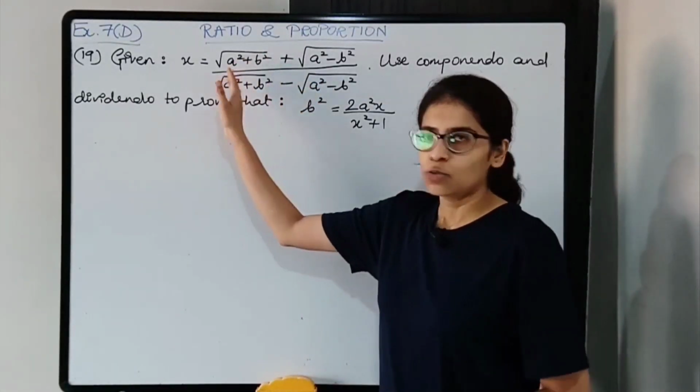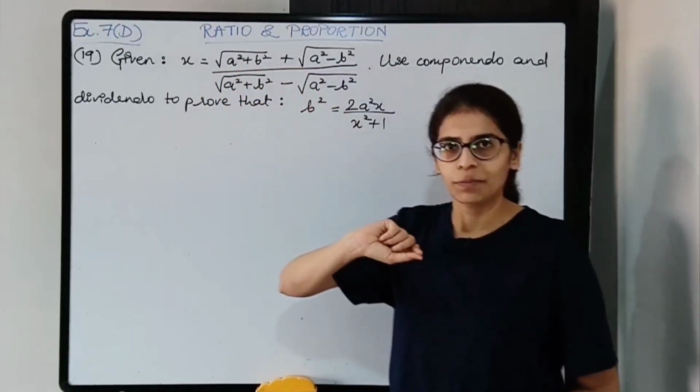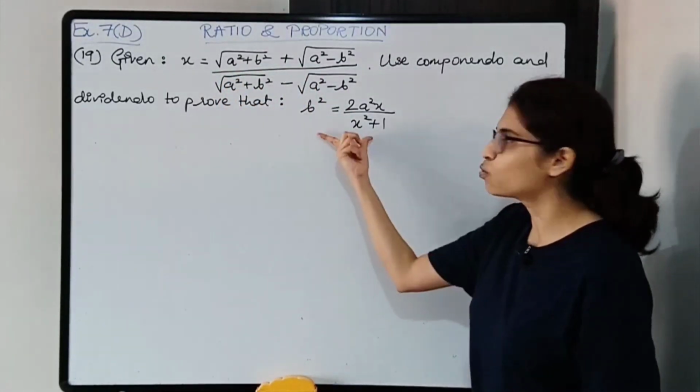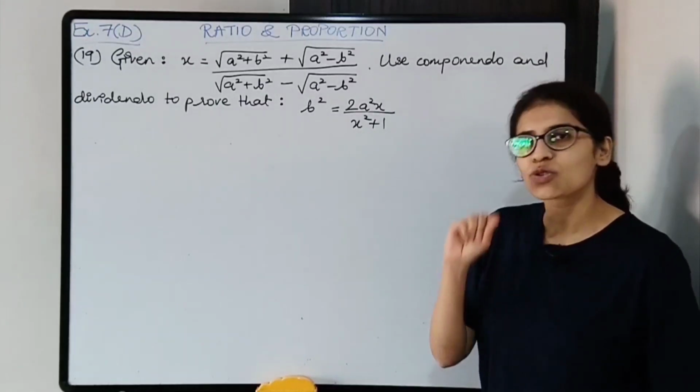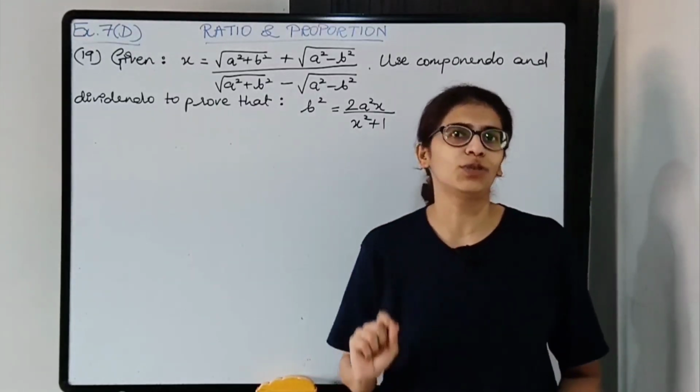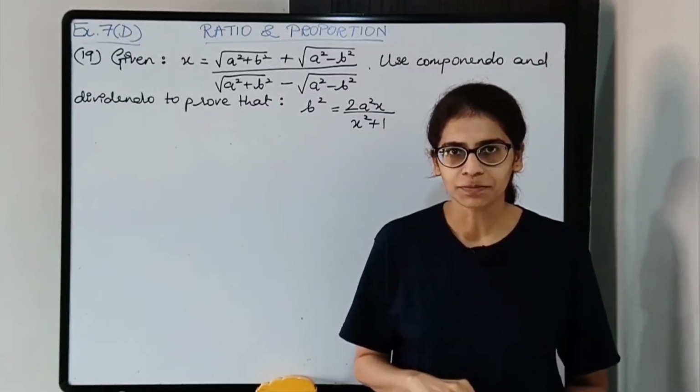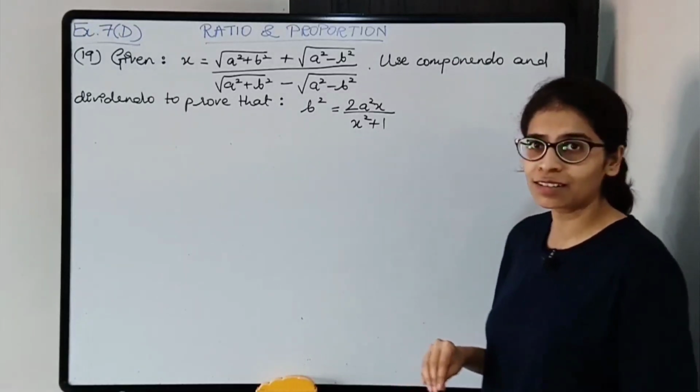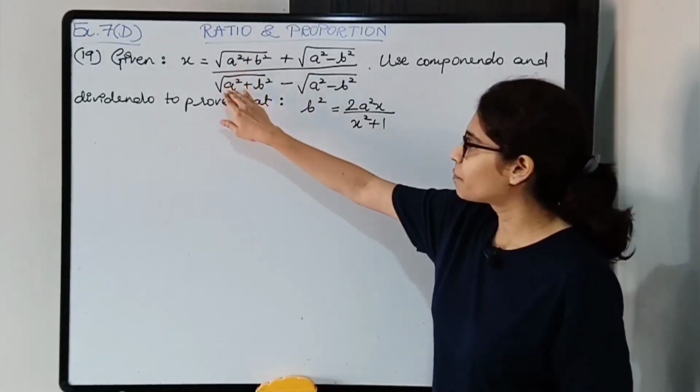In the given part you have a square root, and in the to-prove part there is no square root. So we need to remove the square root. Now before that, check the terms.